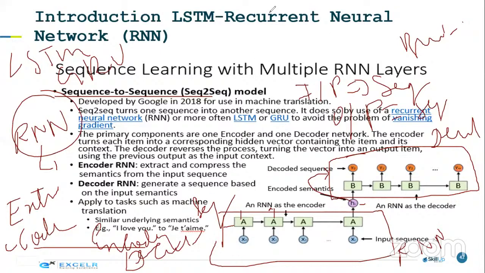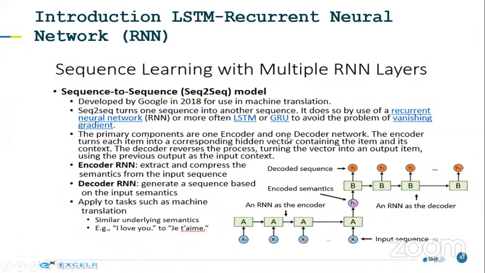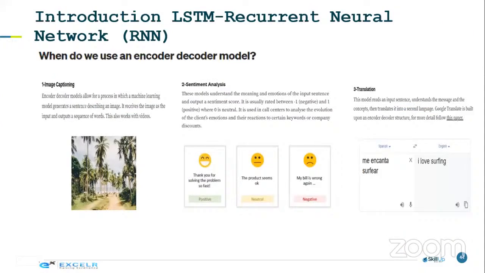So let's go and understand, very fast, within a couple of minutes, what encoder decoder models are. Examples are image captioning, sentiment analysis, whether a person is positive or negative, whether a person is laughing, happy, or not happy, that kind of thing. Mainly it is used in machine translation, like Spanish to English, English to German, German to some other language.